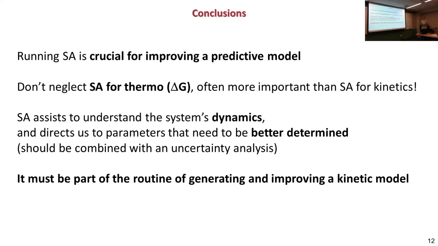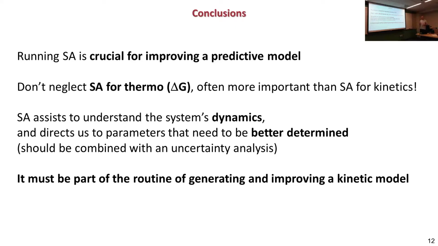Both are important. Sensitivity analysis assists us to understand the dynamics of the system, as we showed in the first example in depth. It directs us to parameters that need to be better determined, either experimentally or computationally. It should be combined with an uncertainty analysis. So parameters we're sensitive to, but we know them with a high accuracy, like CH3 radical. You saw that we're sensitive to it, but it's pretty well known. I'm not going to do anything with it, but parameters I'm sensitive to, and I have large uncertainties in their values, of course, I'll try to improve them.